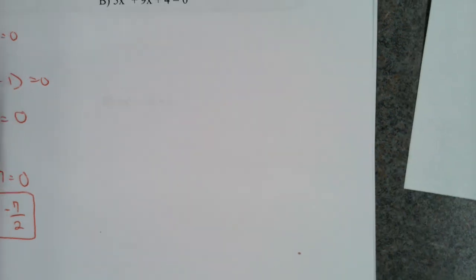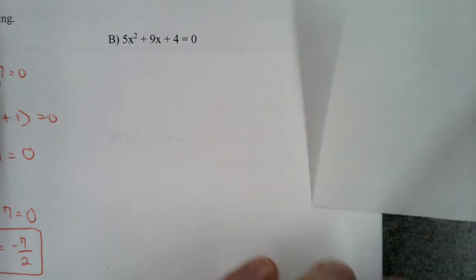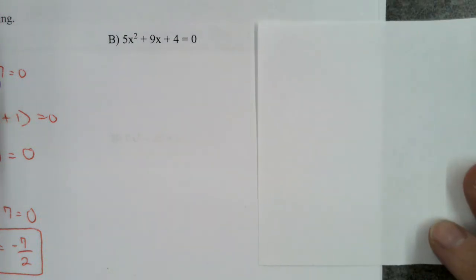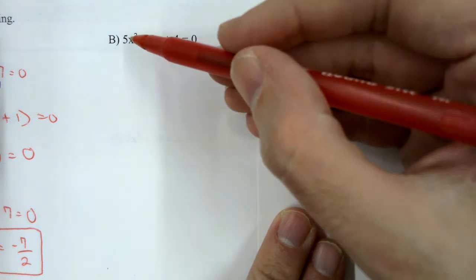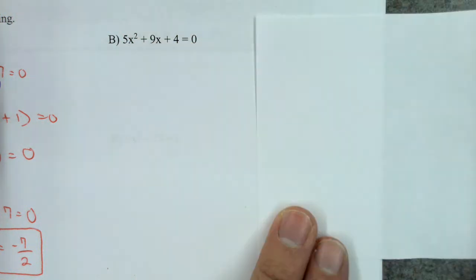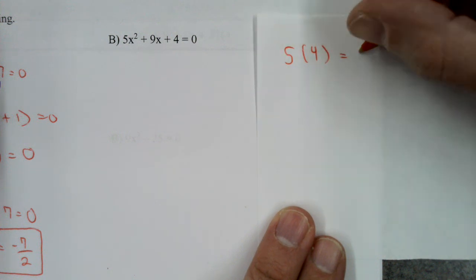Let's do another one. Again, this is not 1x squared. First, see if there's a GCF. There is no GCF for this one. So take that 5 right there and multiply it by that 4 right there. So 5 times 4 equals 20.